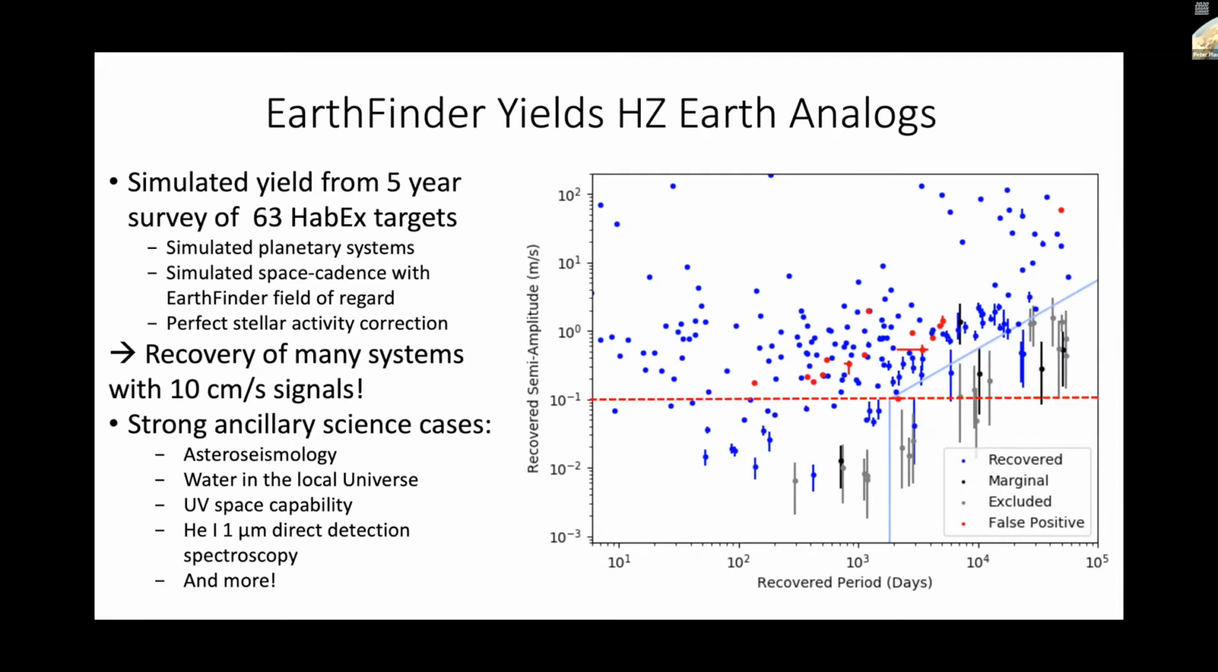I would say, to conclude, we did do a comparison survey of Earthfinder compared to the cadence you could achieve on the ground with an 8-meter class telescope with 25% time. And Earthfinder actually outperforms a 25% time on an 8-meter in achieved cadence in terms of number of observations per star for the same sample. And you might go, how is that possible with the ratio of aperture diameters? And the answer comes down to a few factors.